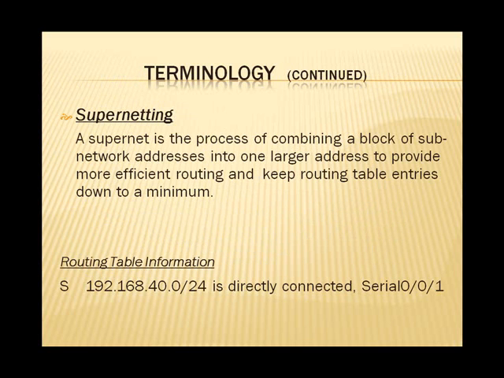The supernet is the process of combining a block of subnetwork addresses into one larger address and provide more efficient routing. This keeps routing table entries down to a minimum and uses less processing time for the routers, as well as provides faster updating. In this example, 192.168.40.0/24 is a combination of all of the routes that were previously shown, as you can see in the next slide.